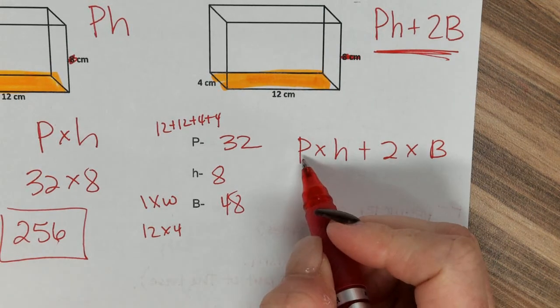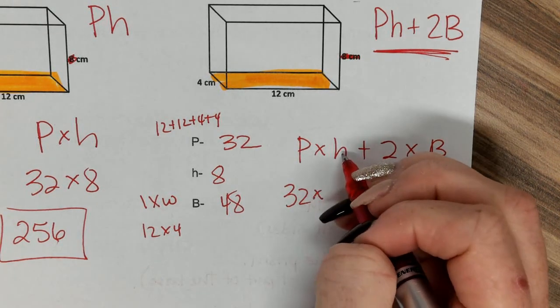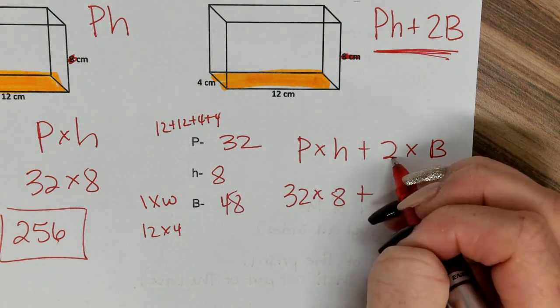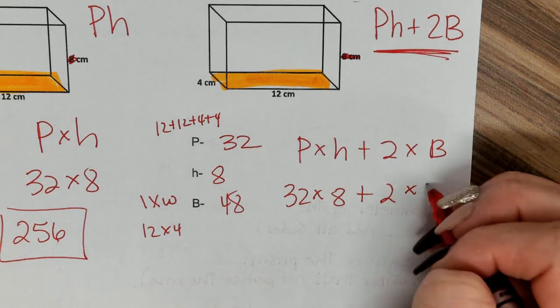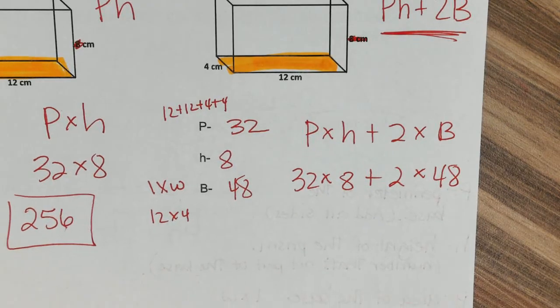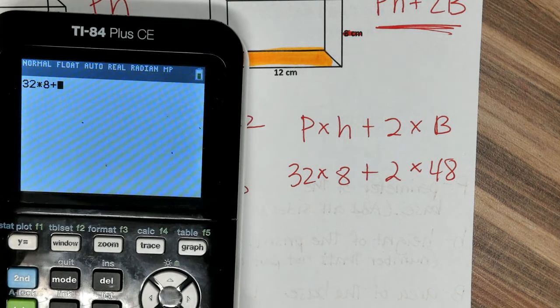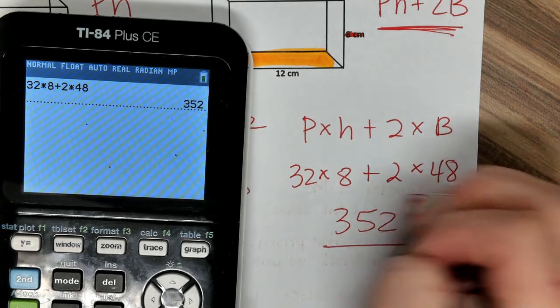So instead of writing P, what do I write? 32 times, instead of writing H, what do I write? Plus 2 times, instead of writing B, what do I write? 48. And then I just plug that into my calculator. And there's my answer, 352.